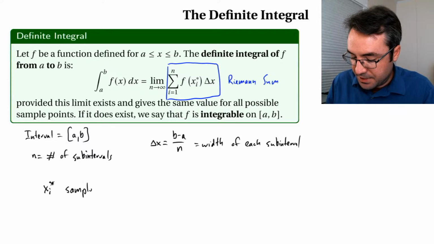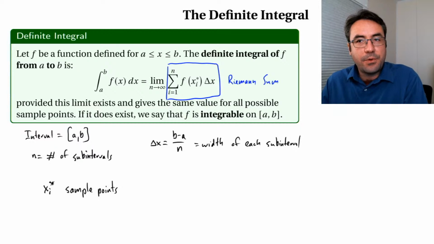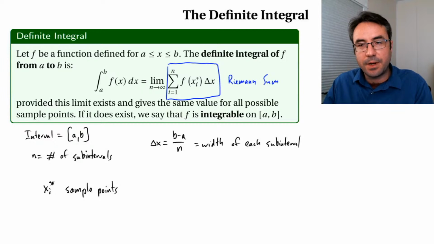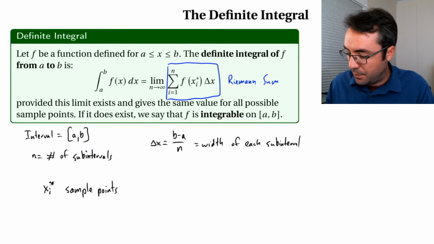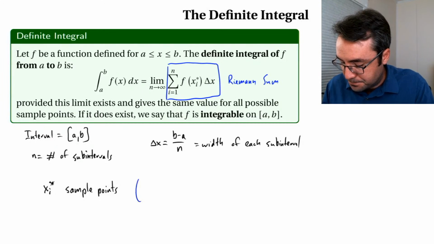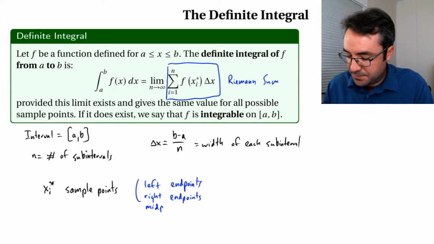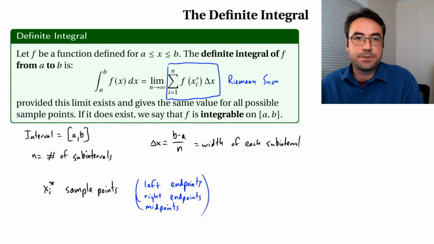And then we use this notation xi star. This is what we call our sample points. And this is what we generally have some control over. We have some control over, well, what points do we want to pick? Do we want to pick the right endpoints, the left endpoints, the midpoints? Those are the most common ones that we use. You might pick something different. Those are the most common, though. And usually the midpoints are going to give us the best approximation out of those three.